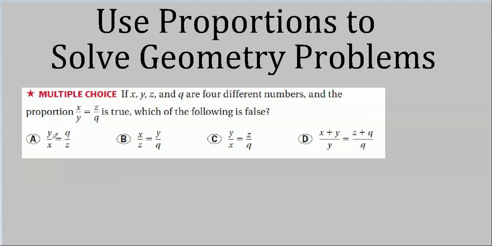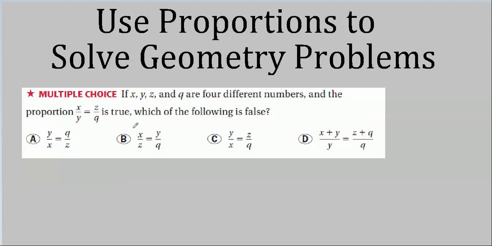y over x equals q over z. Well, y over x, q over z, this is the reciprocal of this, and we know from our properties of proportions that the reciprocals are also equal. So this one's true.